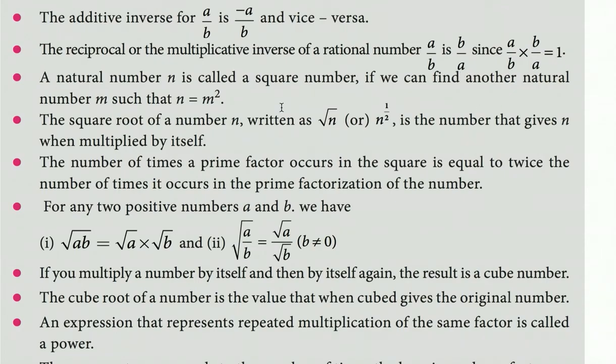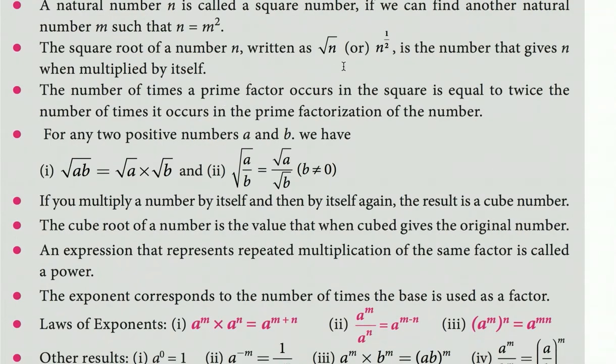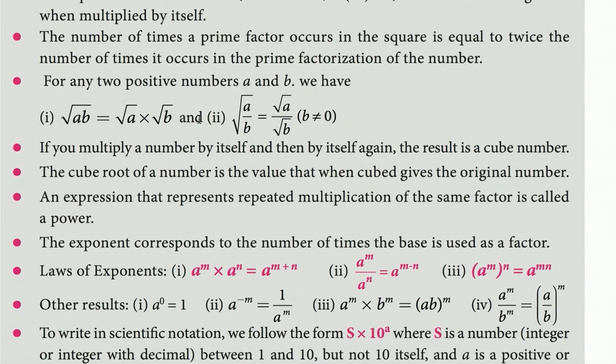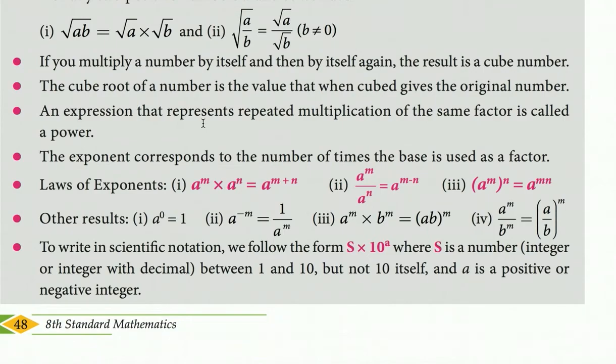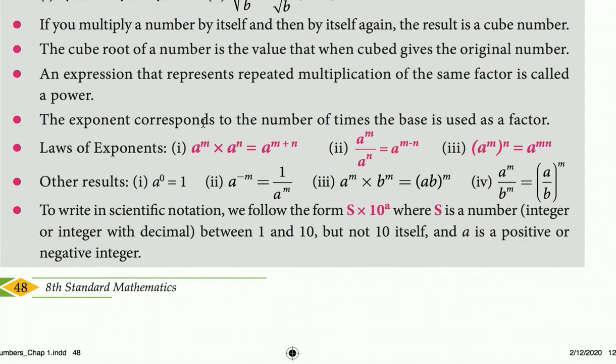Multiplication of a number and its reciprocal gives you unity. A natural number n is called a square number if we can find another natural number m such that n equals m square. The square root of the number n is written as root n or n power half, and is a number that gives n when it is multiplied by itself. The number of times a prime factor occurs in the square is equal to twice the number of times it occurs in the prime factorization of the number. For any two positive numbers a and b, we have this. If b is not equal to 0, and if you multiply a number by itself, then by itself again, the result is a cube. The cube root of a number is the value that when cubed gives the original number.